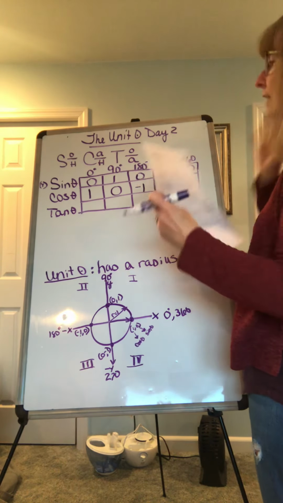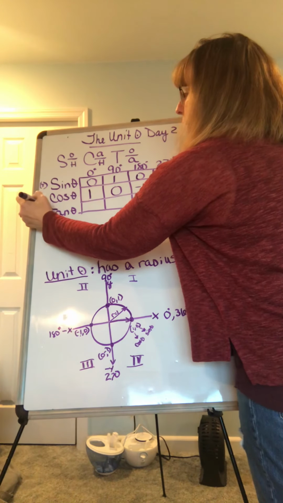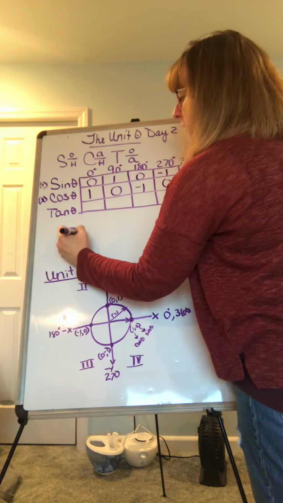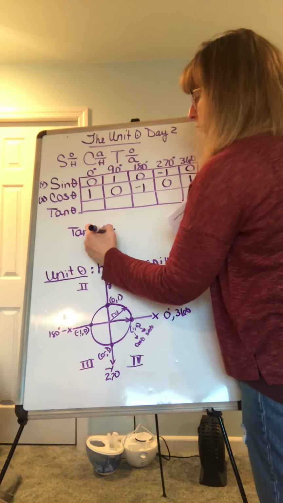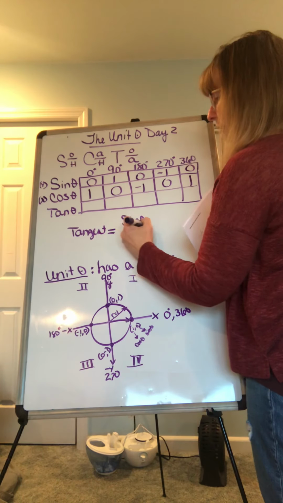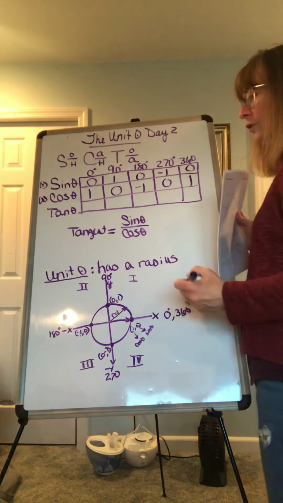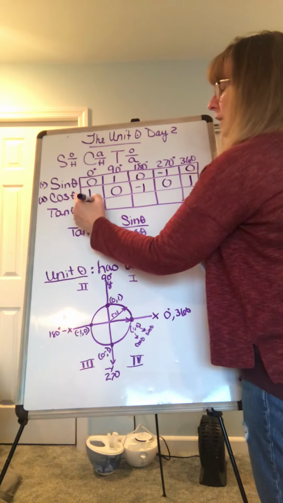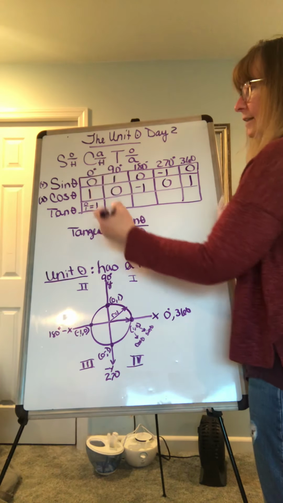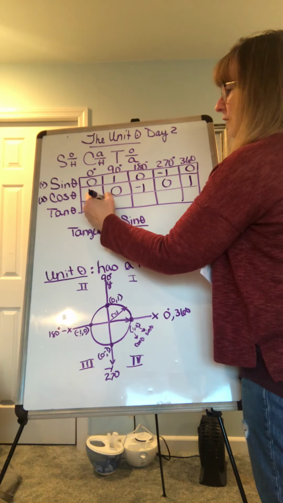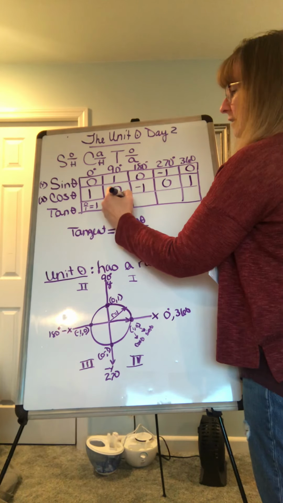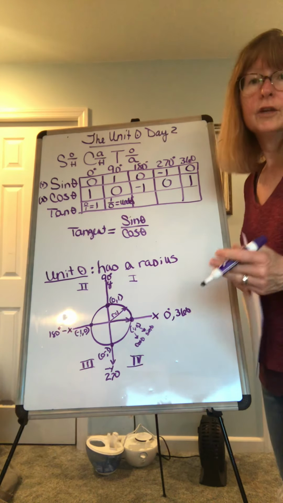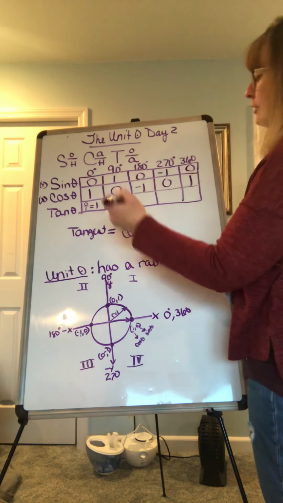Tangent's the only one that's a little much to figure out, because we said tangent is not only the opposite over the adjacent. Tangent, if you recall, comes from sine divided by cosine. So if I want the tangent at 0 degrees, I have 0 divided by 1, which is 0. If I want the tangent at 90 degrees, that's going to be 1 divided by 0. This is undefined. Can't divide by 0. There's no such thing as tangent at 90 degrees. Don't believe me? Type it in your calculator. You'll get an error message.